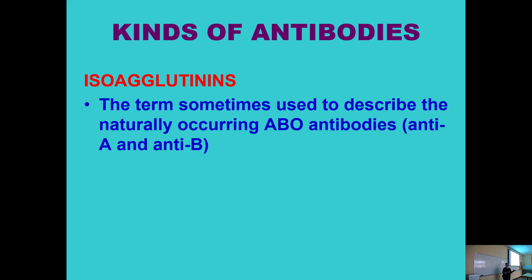Isoagglutinins. This term is sometimes used to describe those naturally occurring ABO antibodies. So like I said, I'm A blood, so I have anti-B antibodies. It's an isoagglutinin. It's naturally occurring. We pretty much talk about them, and particularly about the A, B, and O blood groups.